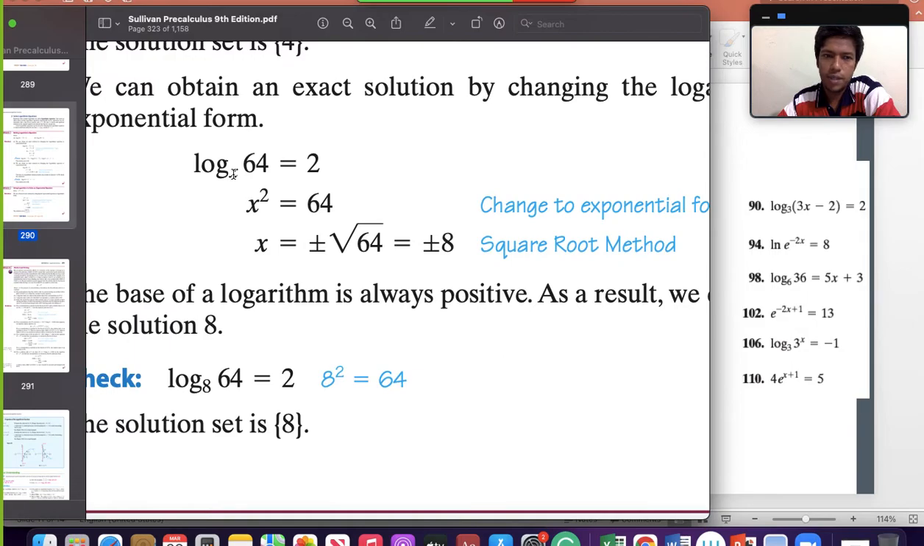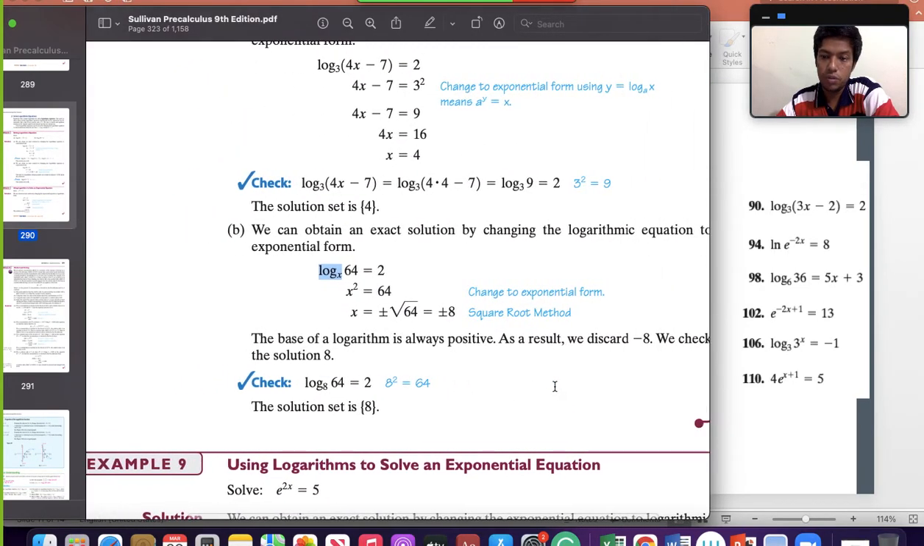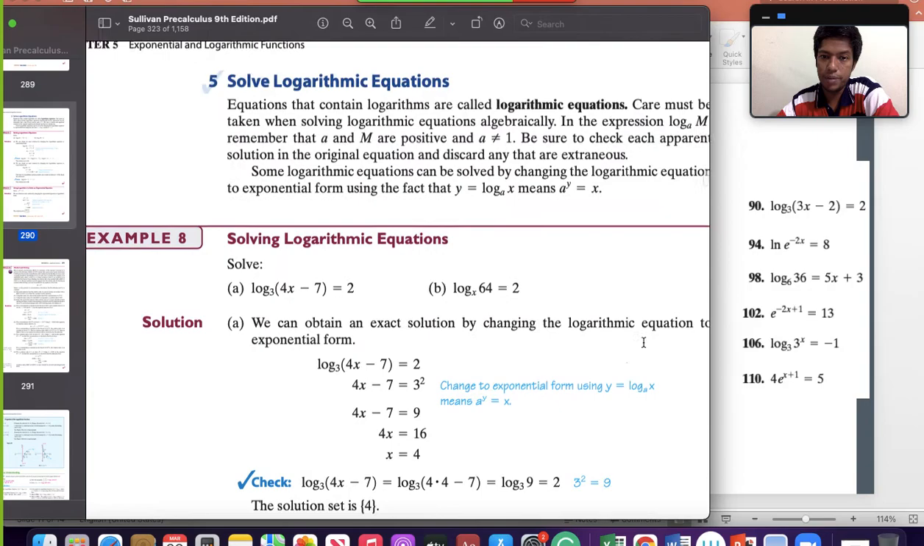So this is log of 64 to the base x equals 2. So when you do it, we get positive and negative for the value of x. But since we know that this base has to be positive, this x has to be positive, that's why we need to discard this. We need to discard this minus 8 from here.